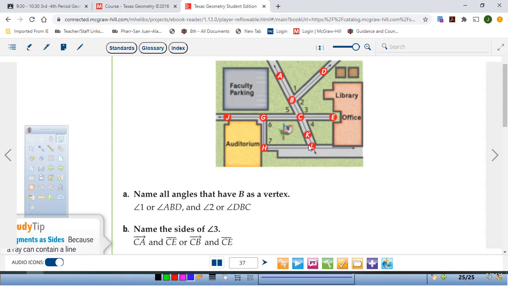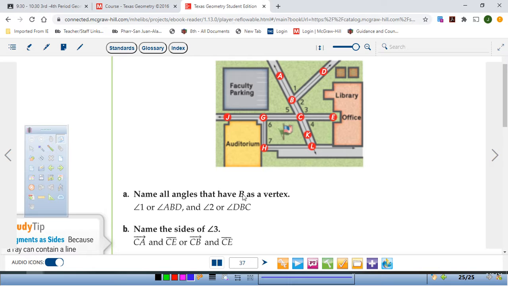Now, if you look at this, look at the streets as lines. Those are just points on the lines. The angles are here. So you really don't need to know about the faculty, the auditorium, the library, or the office. Look at the streets as lines. Look at the lines here and everything like that. So that's it. Coming down here, let's name all angles that have B as a vertex.